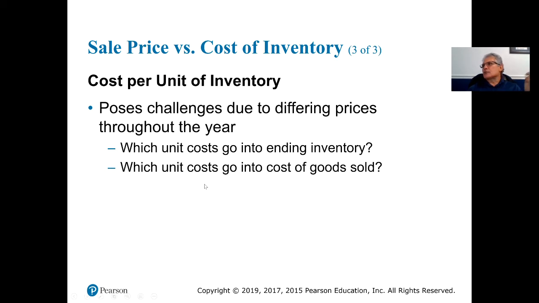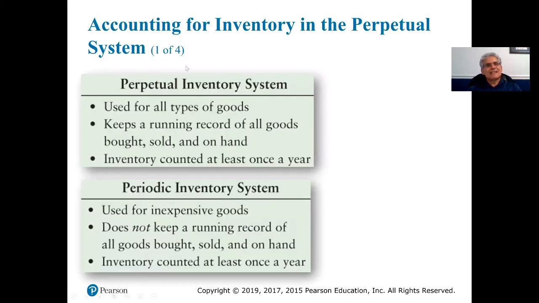Now, the challenge starts with what type of inventory system we are going to use. There are two that we will discuss in this class. The first inventory system is referred to as perpetual inventory. The characteristics of perpetual inventory systems include: used for all types of goods. The perpetual inventory system keeps a running record of all goods bought, sold, and on hand. And inventory is counted at least once a year.